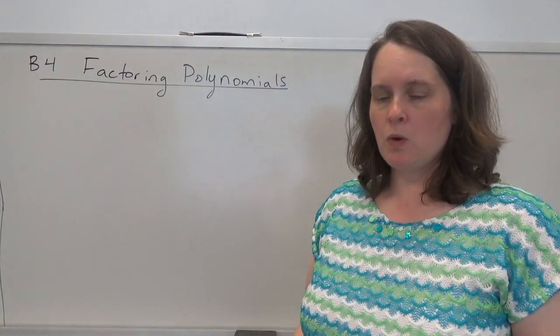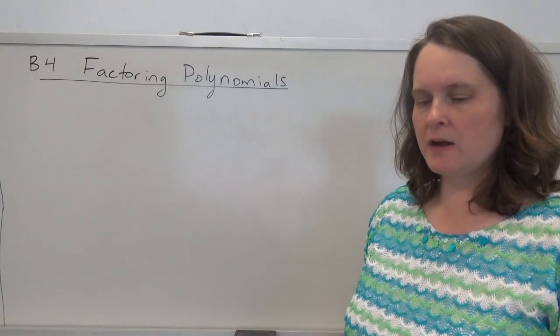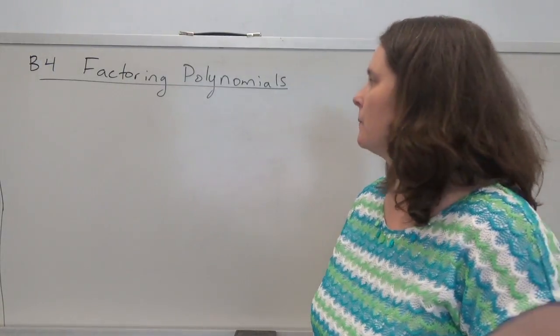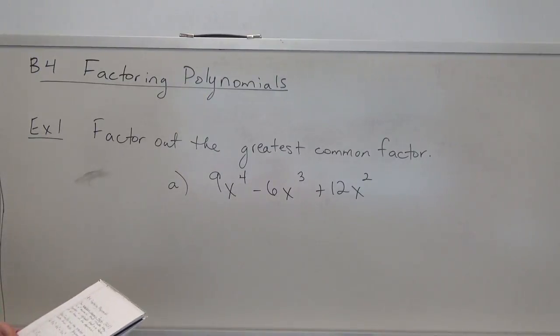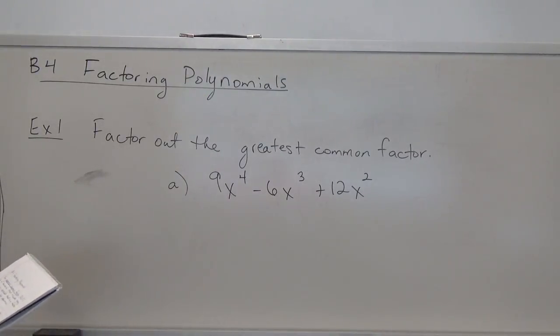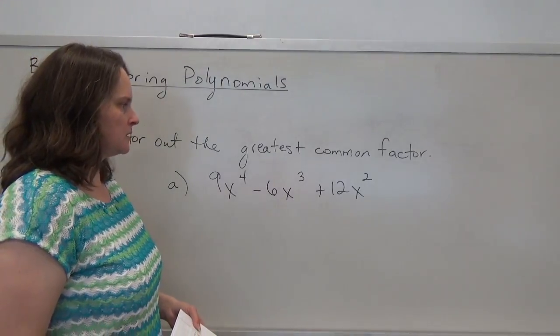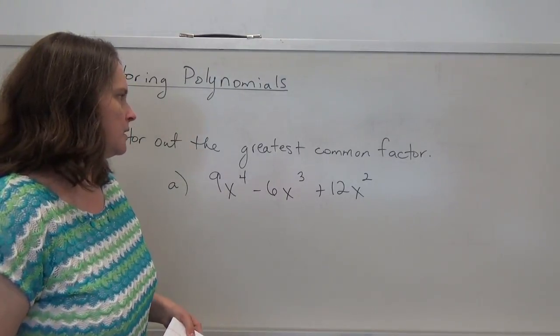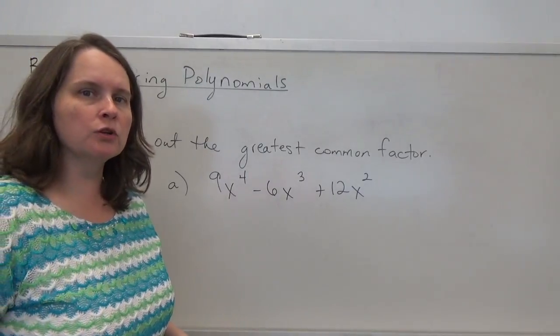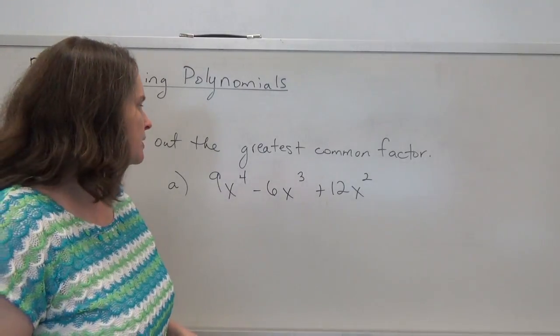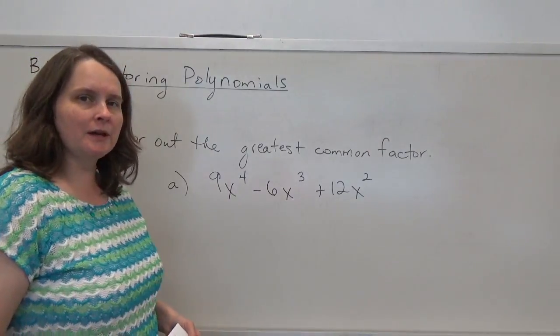So for example 1, we're going to factor out the greatest common factor from each polynomial. We're given a trinomial because this has 3 terms: 9x to the 4th minus 6x to the 3rd plus 12x squared. In order to find our greatest common factor, we're looking for something that is common to all 3 of our terms. So let's start by looking at our coefficients.